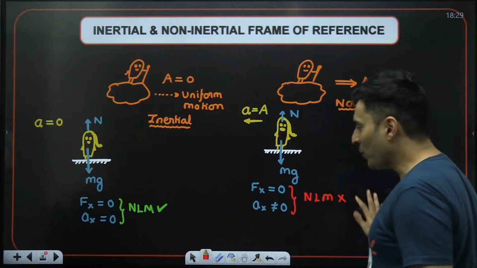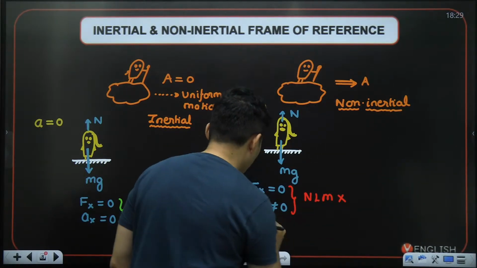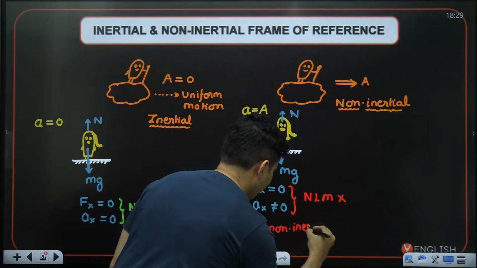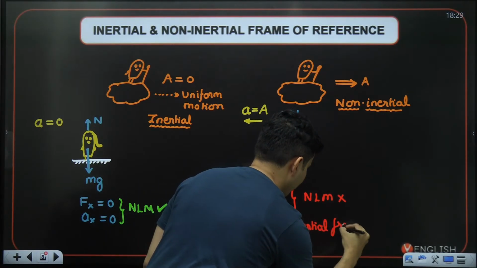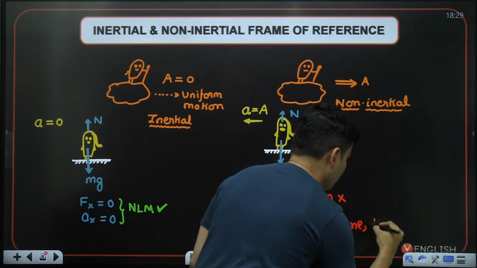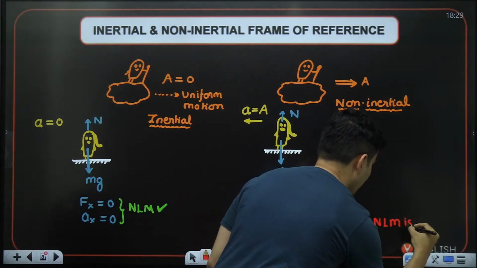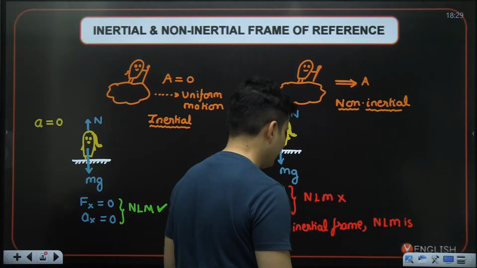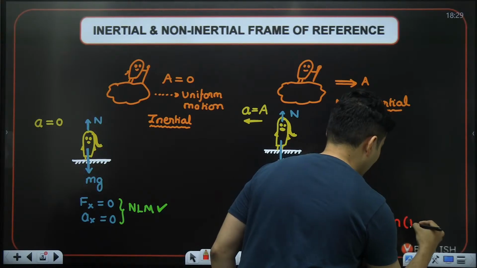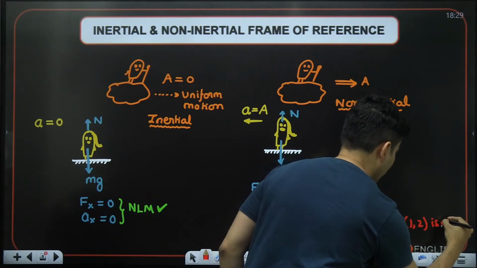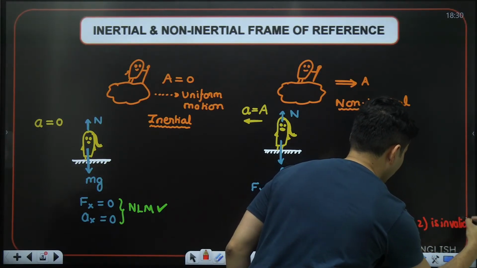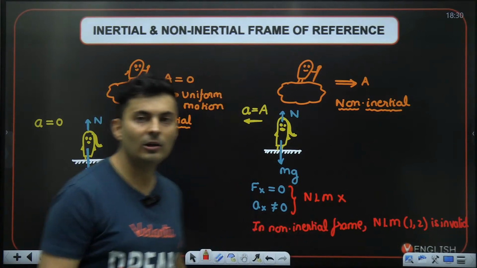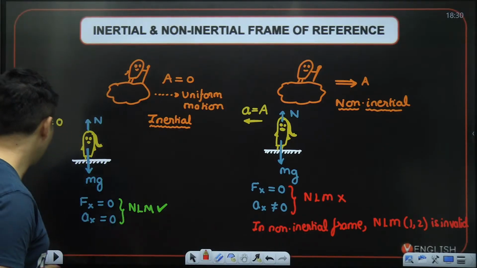Oh, so this is a very important conclusion. In a non-inertial frame of reference, Newton's law of motion is invalid. Which Newton's laws are invalid? The first law and the second law, basically. The third law is still valid, because action reaction is still there, because normal reaction, mg reaction, everything will still be there. It's only the first law and the second law that are invalid. This is a big problem.